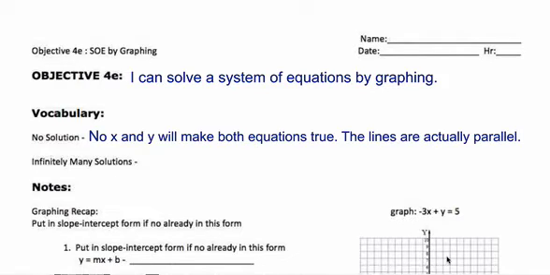And I'd like you to recall what it means to have no solution. If you have no solutions to a system, then that means no x and y will make both of the equations true. And what that means is the lines are actually parallel.